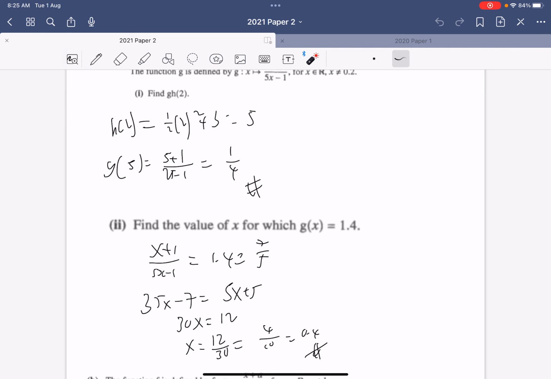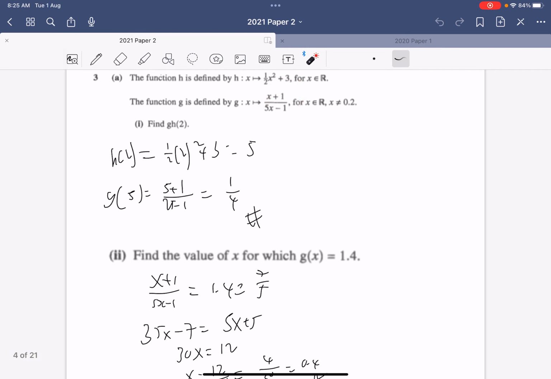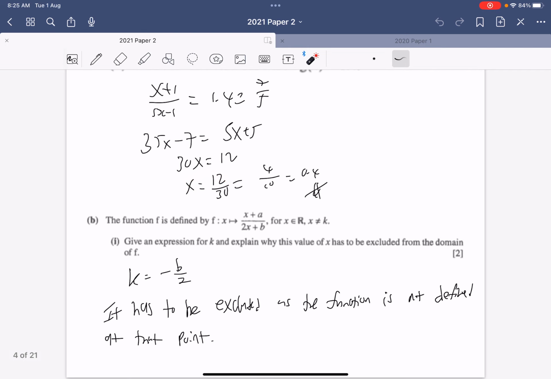And now we're supposed to find the value for which gx is 1.4. So just let this equal to 1.4 and solve for x. So it's 0.4, I mean.